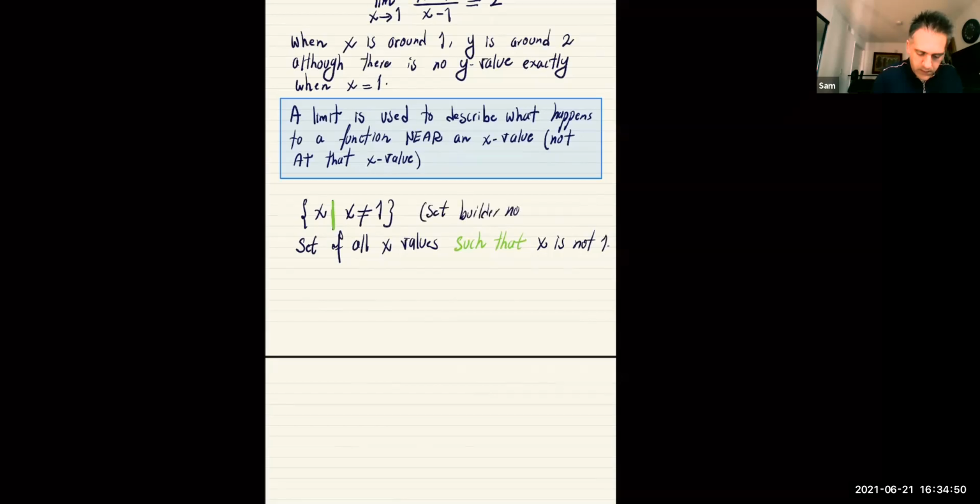You can also use the interval notation by saying that x runs from negative infinity to 1, with a parenthesis at 1 meaning we're excluding 1, union from 1 to infinity. So parenthesizing 1 means 1 is out. It's excluded.